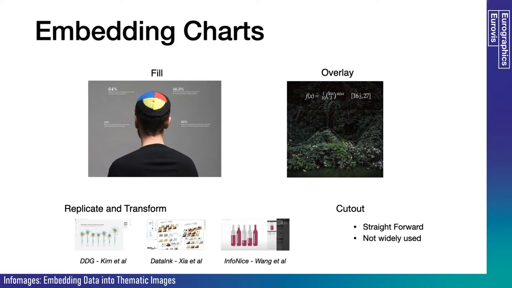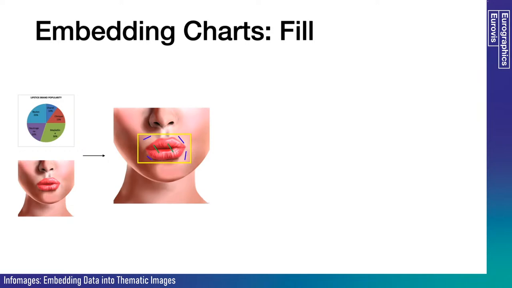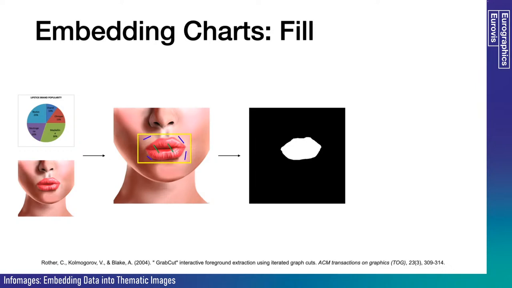So let's start with the fill method. Given a data set and an image, in this case, data about lipstick brands, we can embed the chart into the woman's lips to create an infomage. To accomplish this, the user must first roughly select the object region, in this case, her lips. We use this marking to guide the GrabCut segmentation algorithm to segment out the lips and create a mask. This mask is then used to fill the pie chart into the lips and create an infomage.